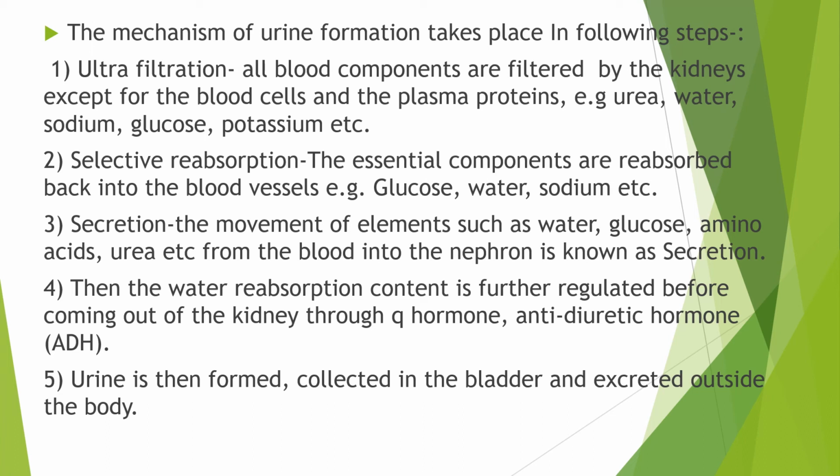It is very important, with steps which are also asked in the exam, so go through it completely and properly. Okay, so the mechanism we'll learn. First is ultrafiltration. Now what is it? All blood components are filtered by the kidney except blood cells and plasma proteins, for example urea, water, sodium, glucose, potassium, etc. So first is ultrafiltration, and here all blood components are filtered by the kidney, but there are some exceptions: blood cells and plasma proteins.